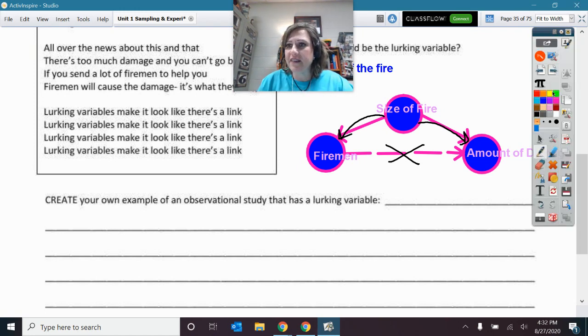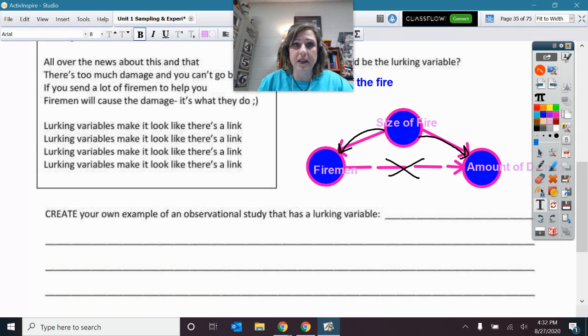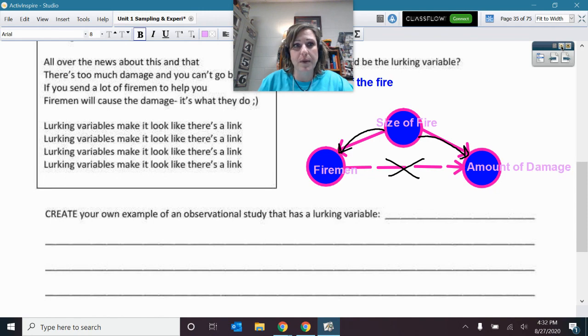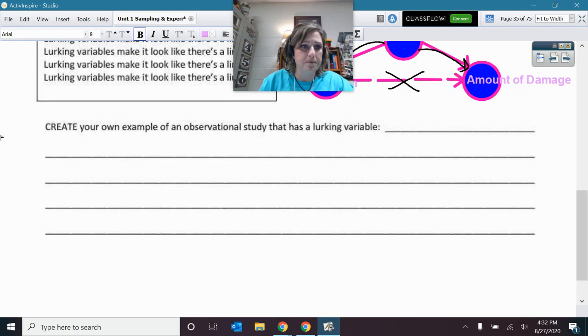These are kind of hard to think of, but you know what? Even when I was doing notes today with the students, I came up with another one. And so I might talk to you about that here in a second. But here we go. Creating an example of an observational study that has a lurking variable. Let's see what we can come up with.